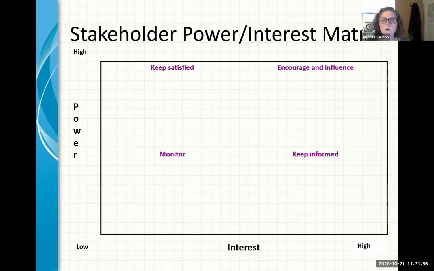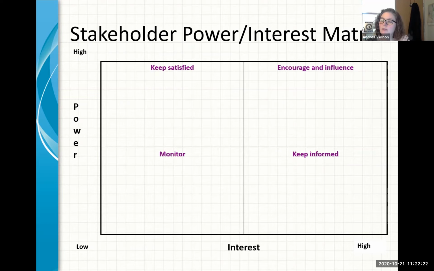And so what you'll see on this is obviously a set of quadrants based on stakeholders' level of power. So that's along the y-axis here. So do the stakeholders have a high level of power in the organization or a low level of power? And then on the x-axis here, what's their level of interest? Do they have low interest in the program or project or organization, or do they have high interest?